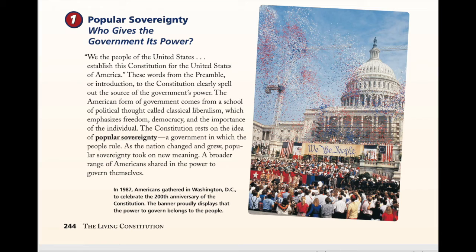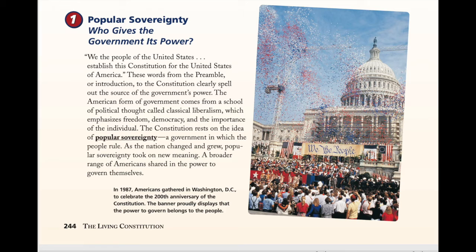Popular sovereignty. Who gives the government its power? We, the people of the United States, established this Constitution for the United States of America. These words from the preamble, or introduction, to the Constitution clearly spell out the source of government's power.